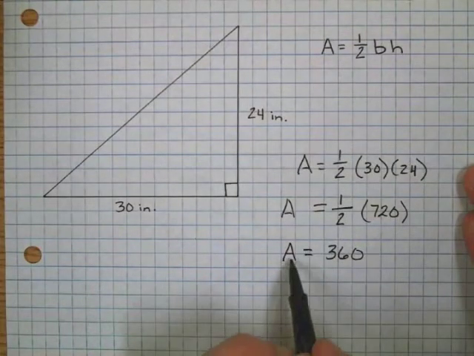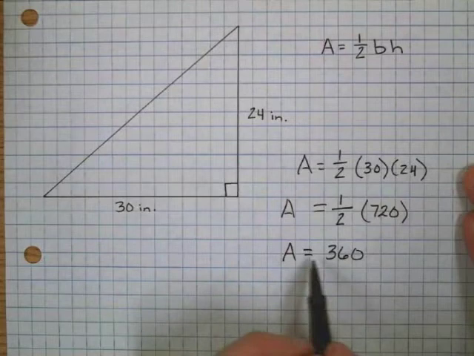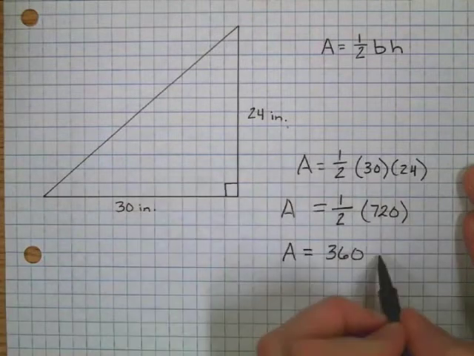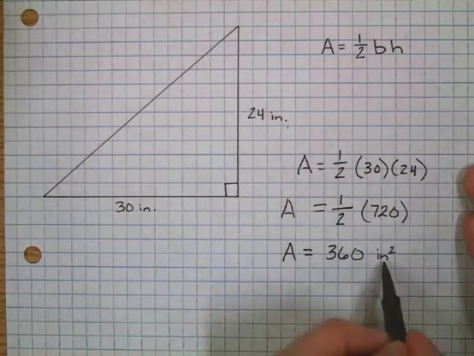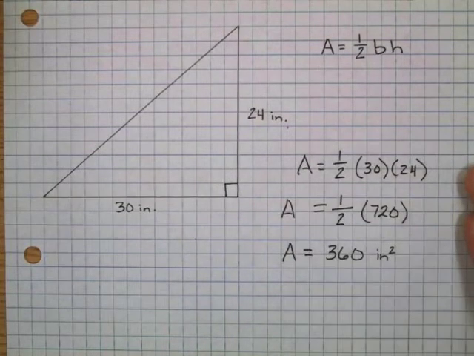And area, so in this case, area equals 360 square inches. Again, when we're looking for area, we measure that in square units, in this case inches, so 360 square inches.